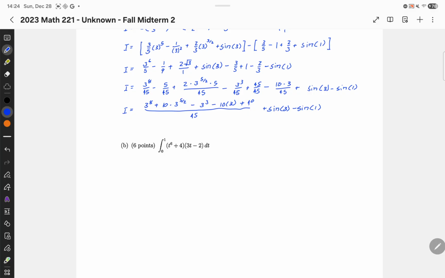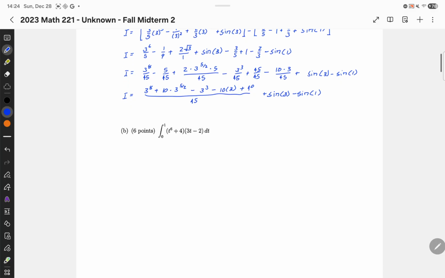And let's see. We'll simplify one more time, I think. So we'll have the integral of, we'll keep this 3 to the 8th term, plus 10 times 3 to the 5 over 2. And now over here we're going to simplify. So this minus 10 times 3, this turns into a 30. 3 to the 3rd is 27. So we are subtracting 30 and 27, which is minus 57, and we add 40.